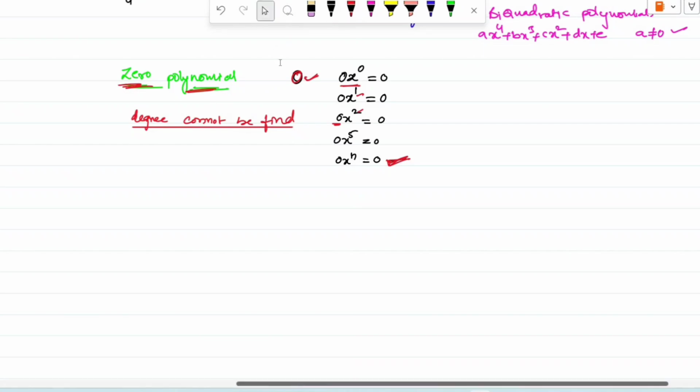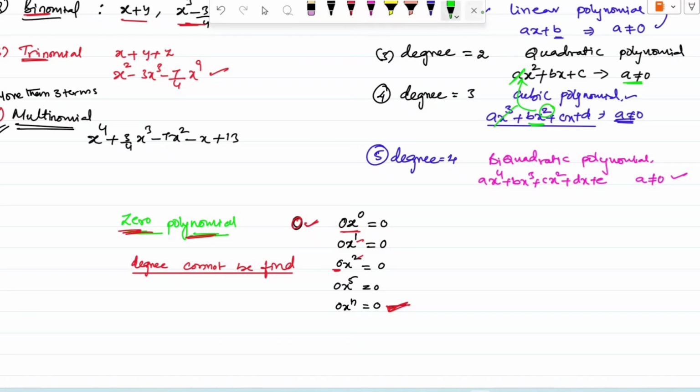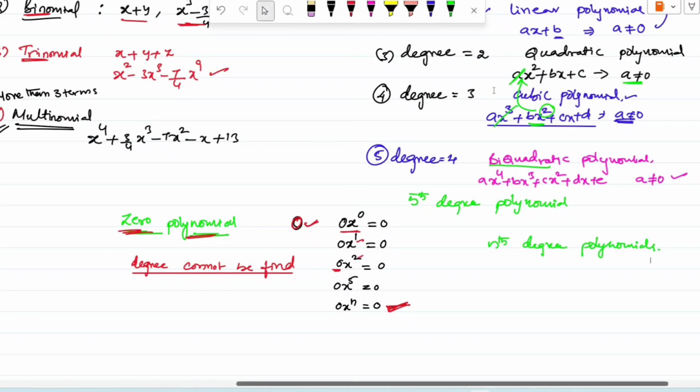Are there any other polynomials, if the degree is 5, 6, 7 and so on? There is no particular name after the 4th degree. So we can say that if the degree is 5, it is a fifth degree polynomial. If the degree is n, which may be any number, it is an nth degree polynomial. These are the examples; we can write with degree 5 or degree 6 or degree 7 also.